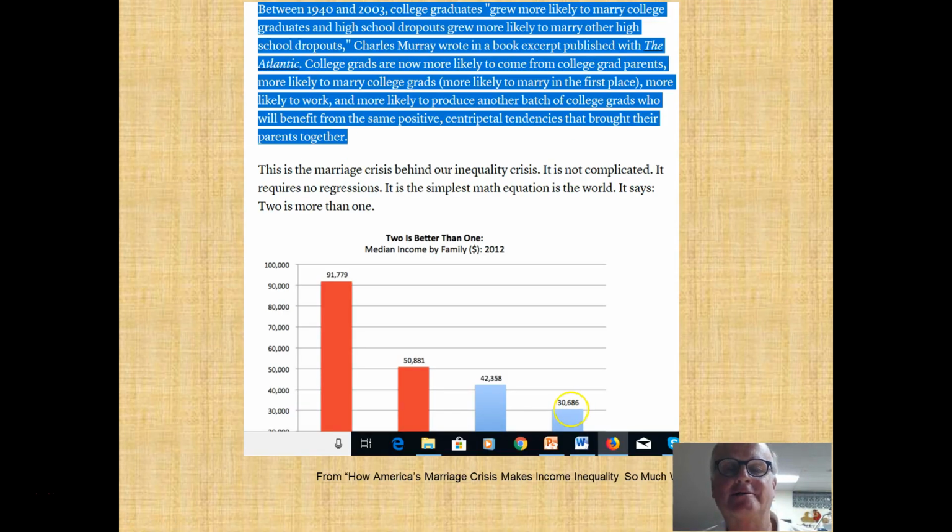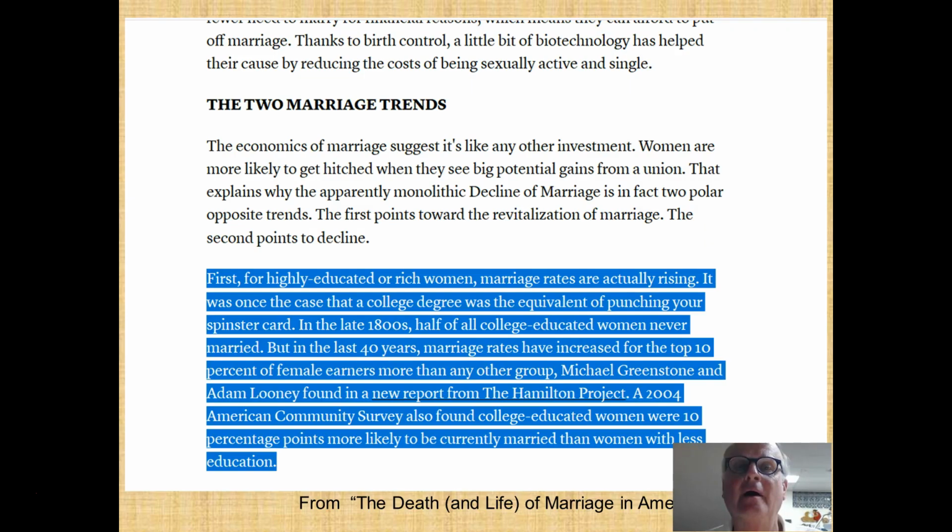I've got 2 sections that I've extracted from. One is this paragraph that comes from How America's Marriage Crisis, about how college graduates are more likely to marry other college graduates and high school graduates are more likely to marry other high school graduates. So in other words, people don't marry up and they don't marry down. They marry across the same socioeconomic group.